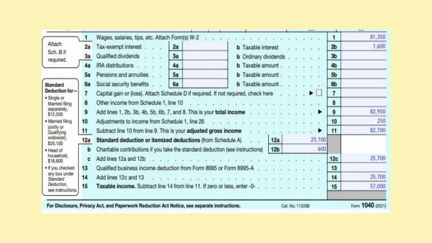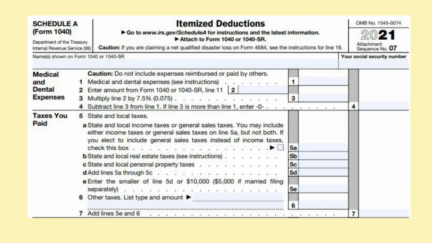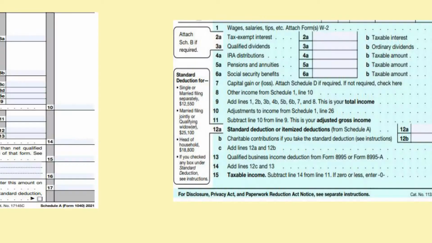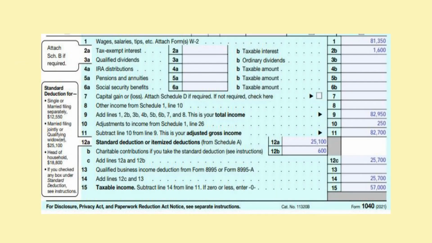On line 12a, put your standard deduction. You can find the amount in the box to the left. Since in this example you are married filing jointly, your standard deduction will be $25,100. It is assumed that your standard deduction will exceed your itemized deductions. To calculate your itemized deductions, complete Schedule A and compare it to your standard deduction and take the amount that is more.